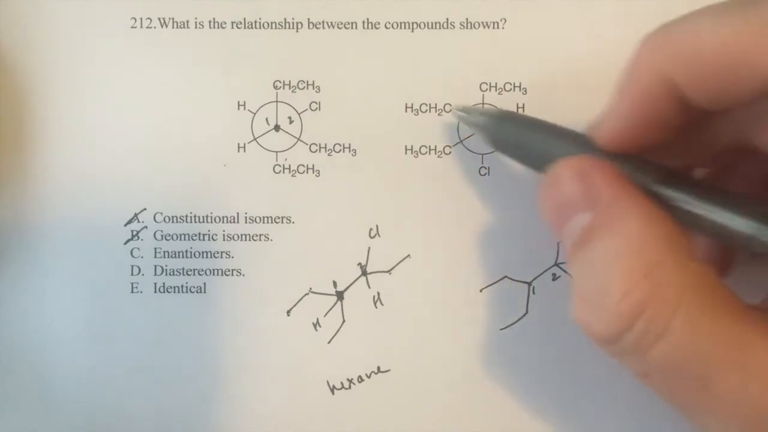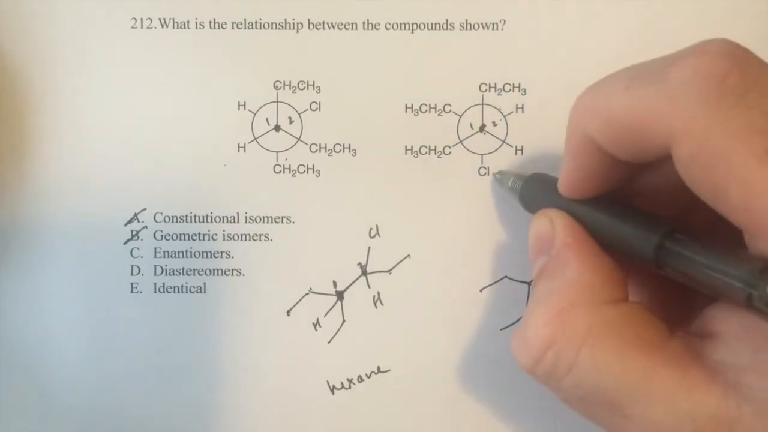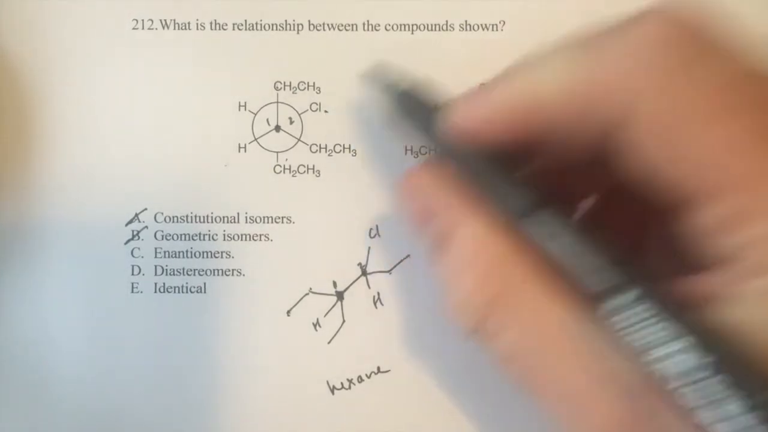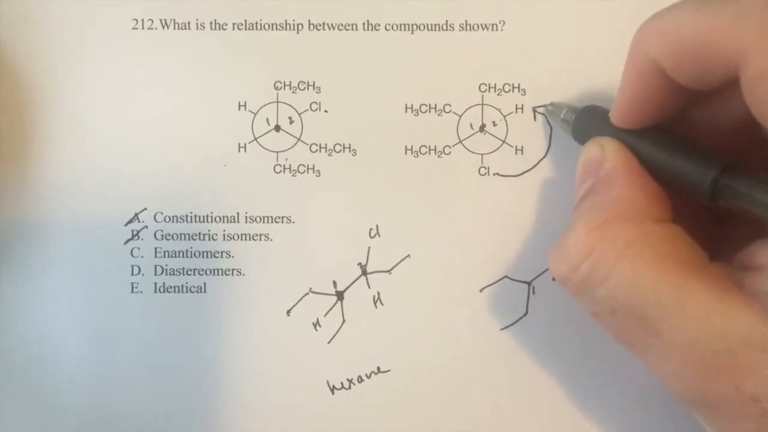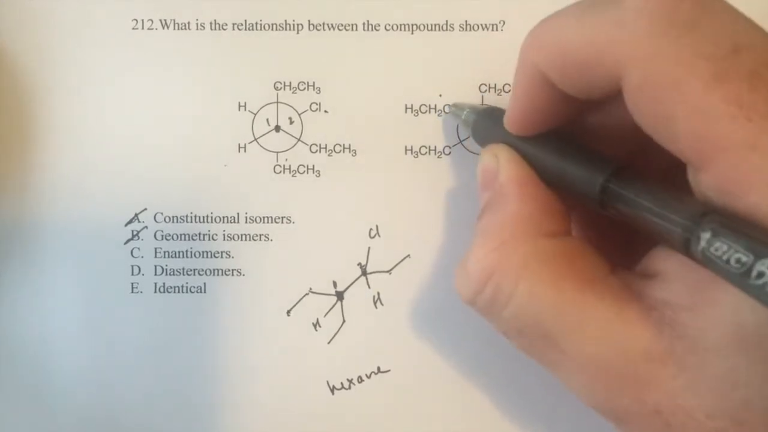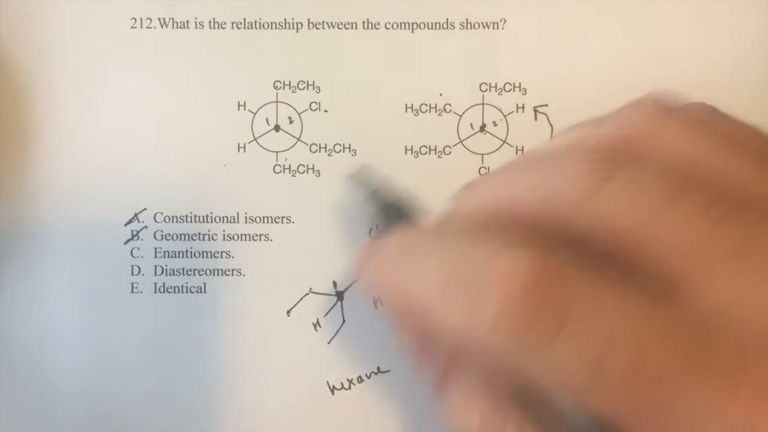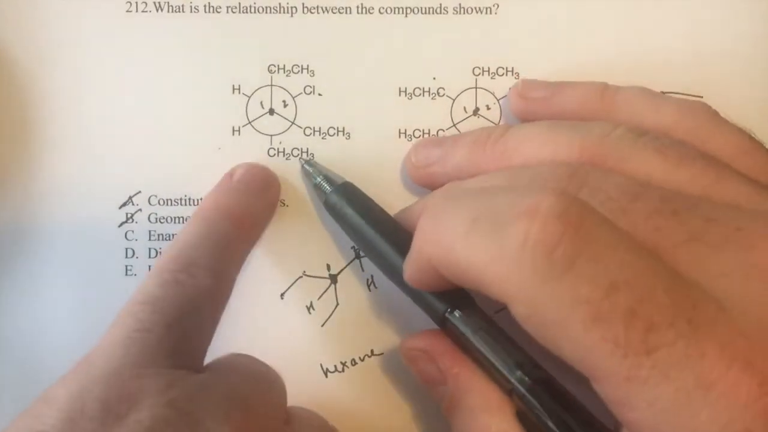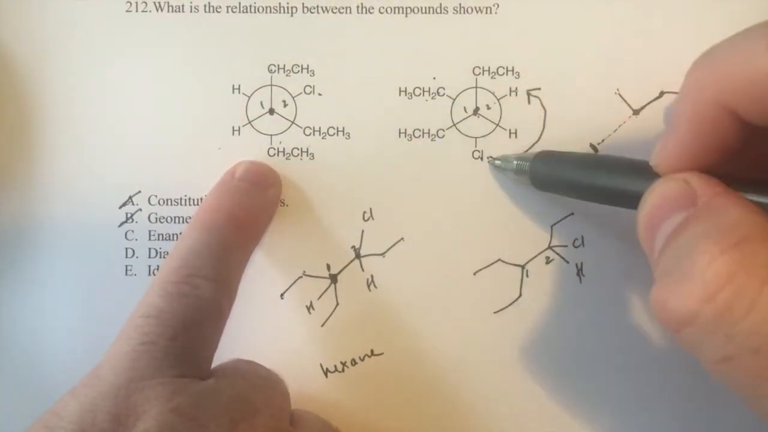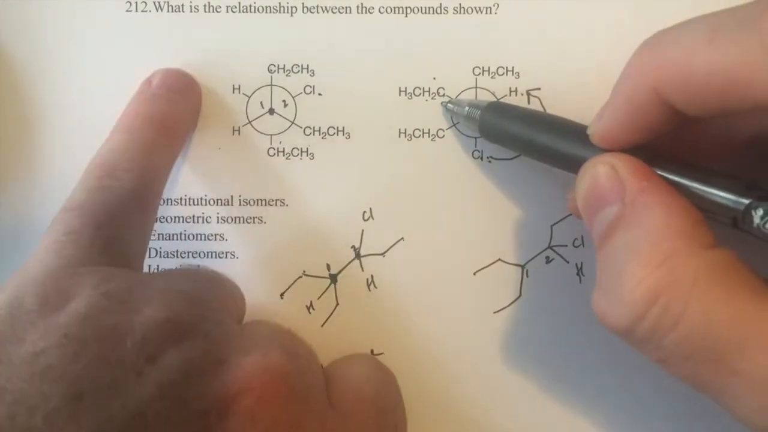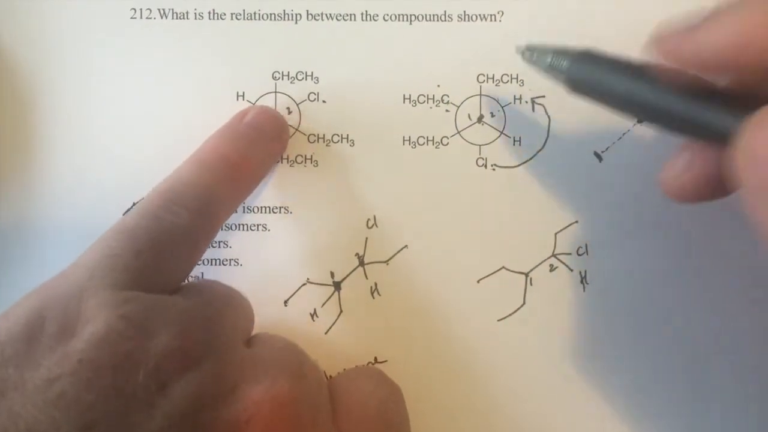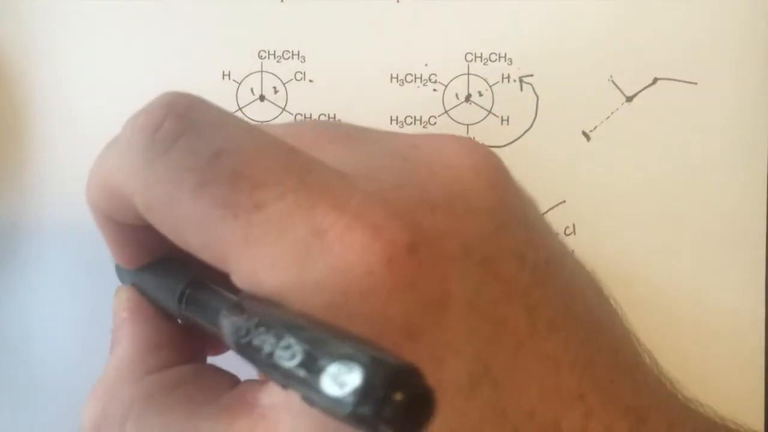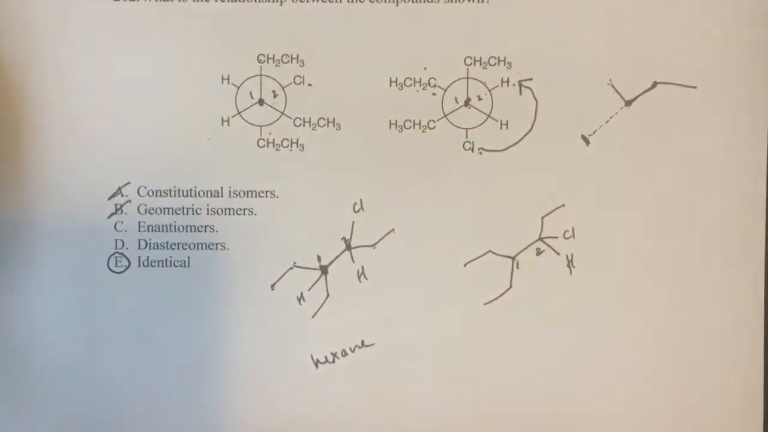Let's try to move everything so that it looks exactly the same. What if I move this chlorine so that it's in the same place as that one? So I'm going to move this chlorine here, and when I do that, this hydrogen will go there and this ethyl will go there. And as you can see, that's exactly the same as what I have here. So you have an ethyl in the bottom, I have a hydrogen in the top left, and a chlorine in the top right. So therefore, I know that these compounds will be identical. They are the exact same compound.